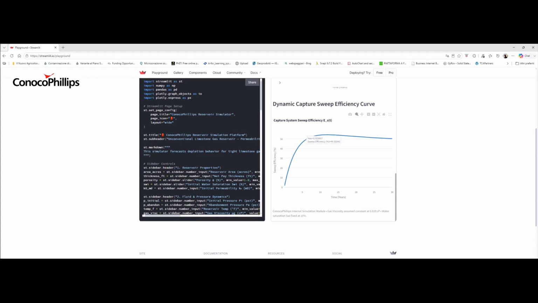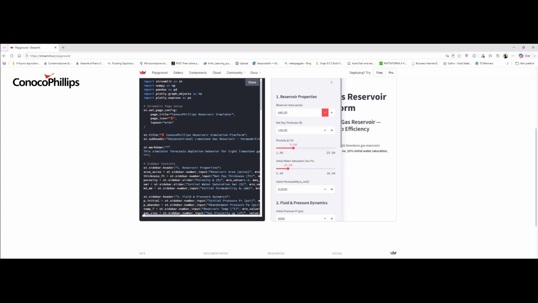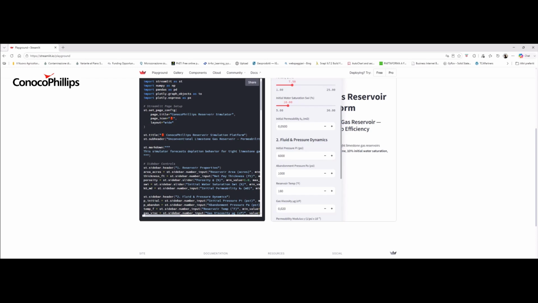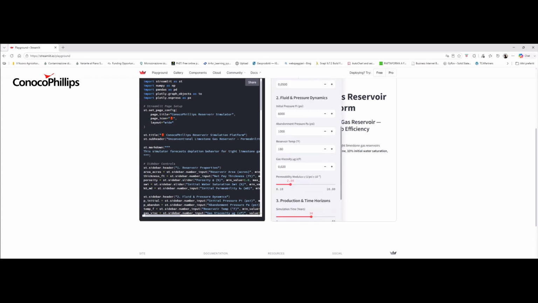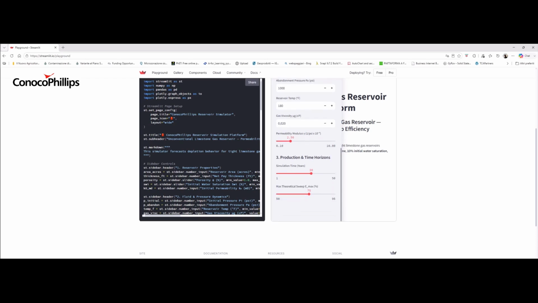In the next 5 years you have the maximum system efficiencies for this kind of reservoir. You can set different parameters like reservoir area expressed in meters, the net pay thickness expressed in feet. You set the standard, the medium porosity, the initial water saturation, the initial permeability, the fluid pore pressure, and you can make the permeability models, the production and time reservoir, the simulation time, in this case 30 years, the max theoretical sweep and pathway.